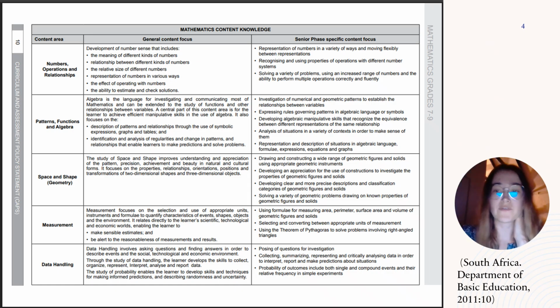So this is an overview that is given on page 10 of the CAPS document, and this gives a brief description of the general content focus, and then what is expected in this senior phase. I will now go into each of the different content areas and explain and summarize what each area is about and the weighting of the content depending on the grade.